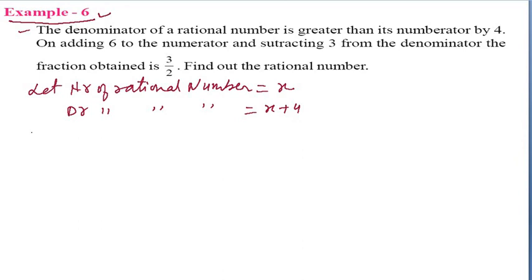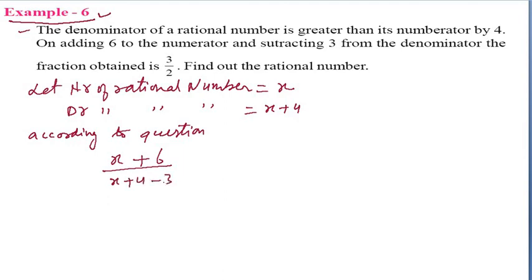So according to the question, you can write here. What will be according to the question? On adding 6 to the numerator, so 6 will be added in the numerator, and subtracting 3 from the denominator. So the denominator is x plus 4, subtracting 3. So the fraction becomes 3 by 2. So let us start to solve this. x plus 6, and here 4 minus 3 is 1. So you can write x plus 6 over x plus 1 will be equal to 3 by 2.